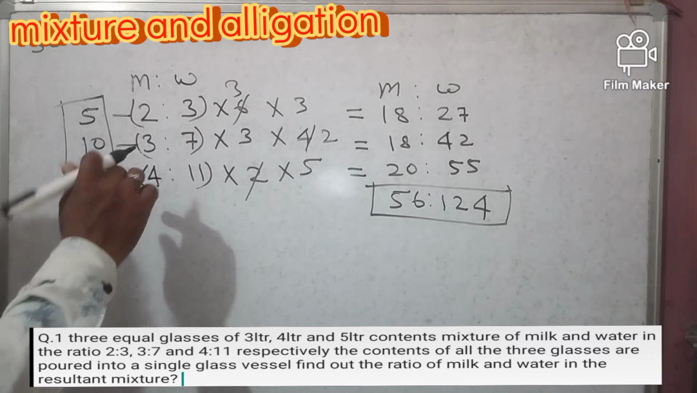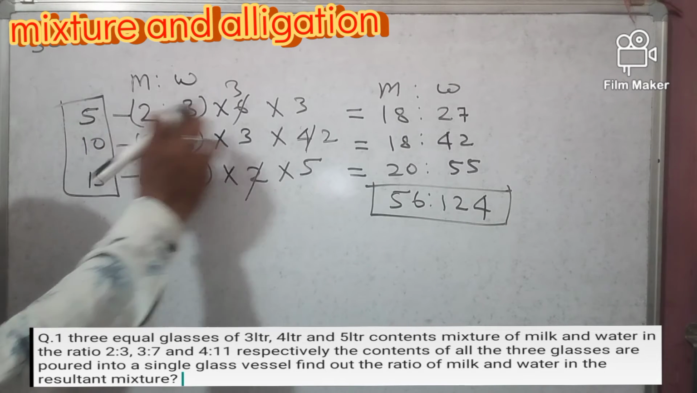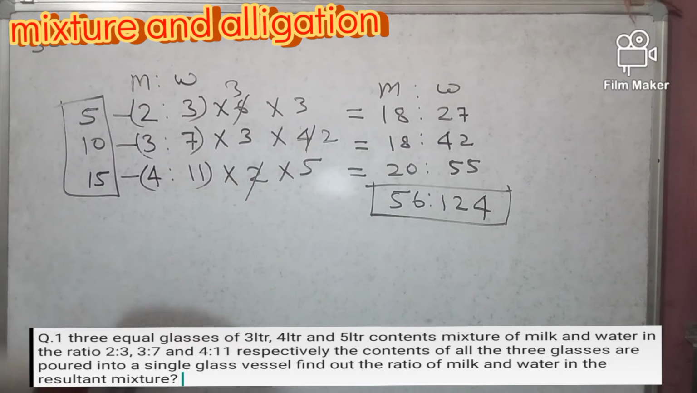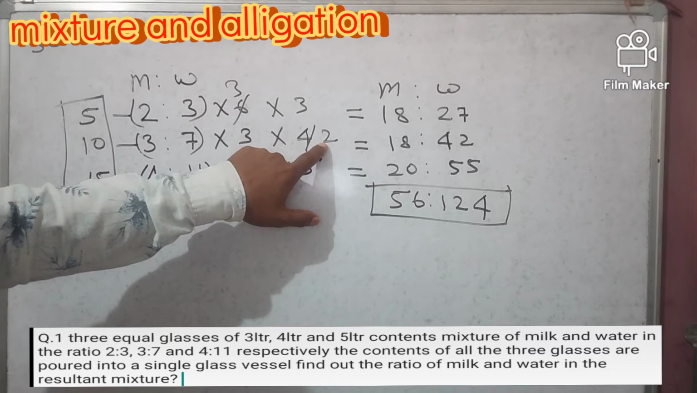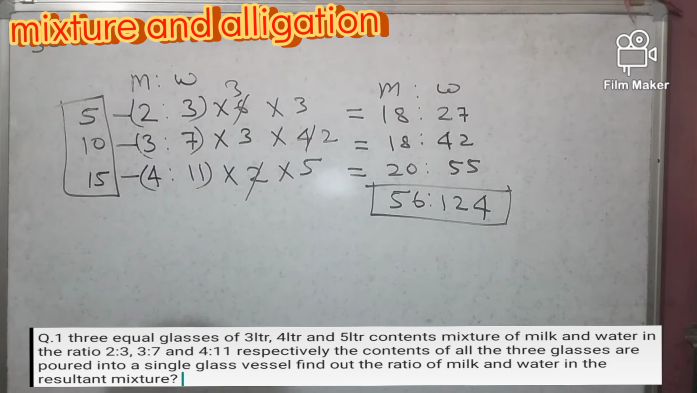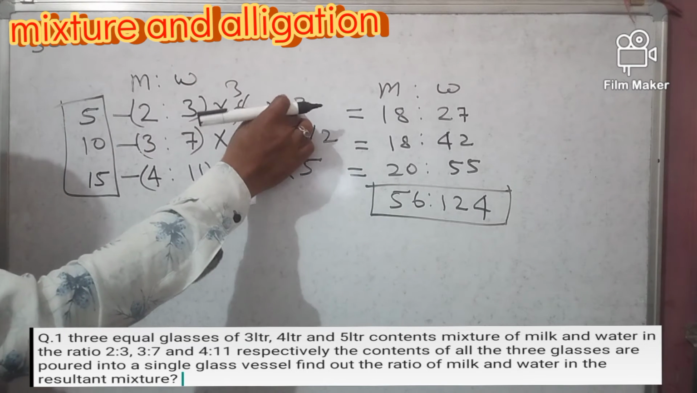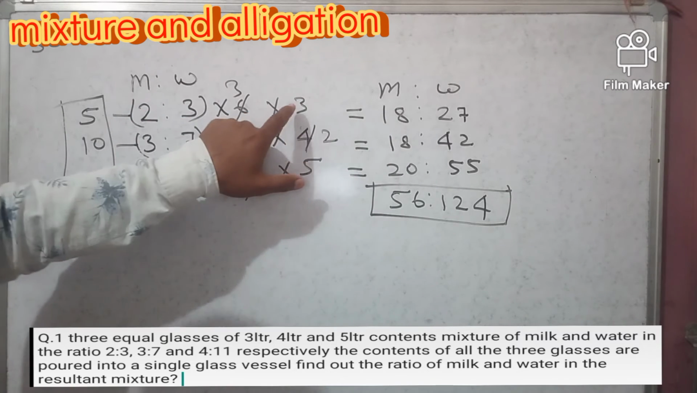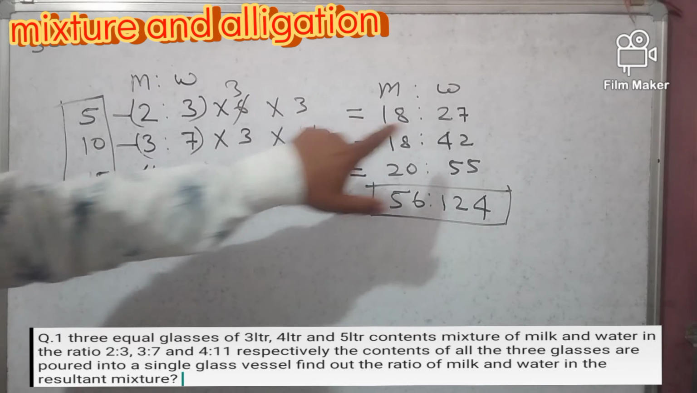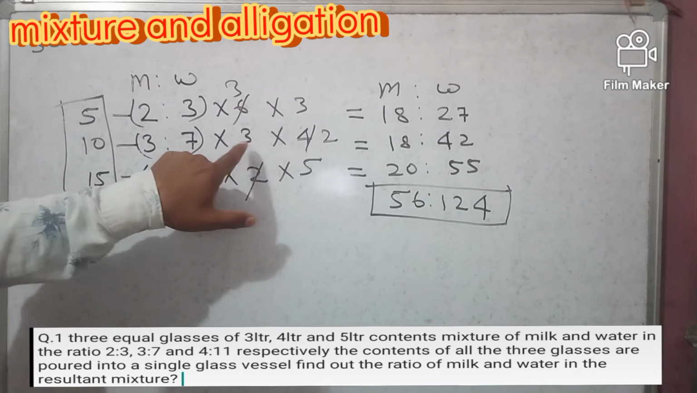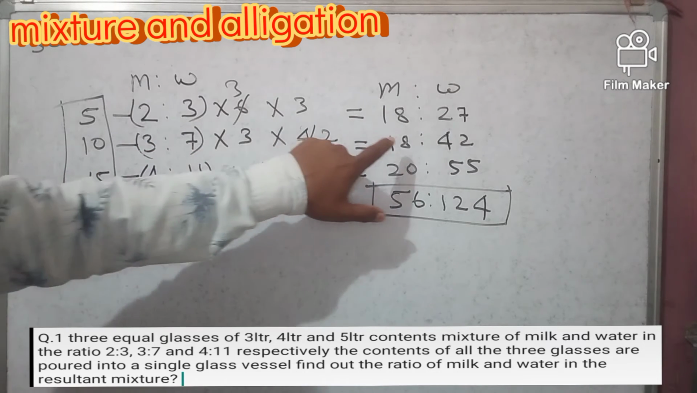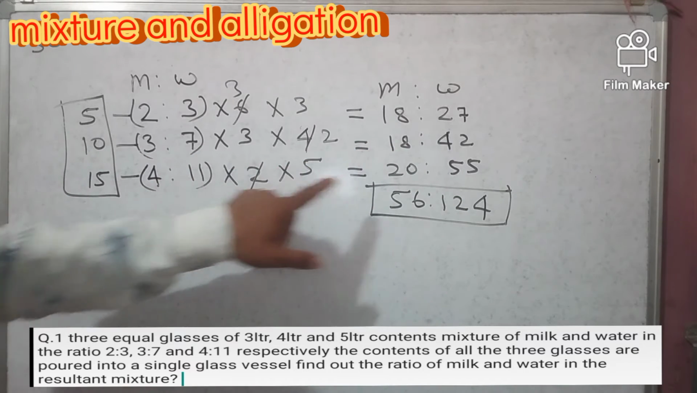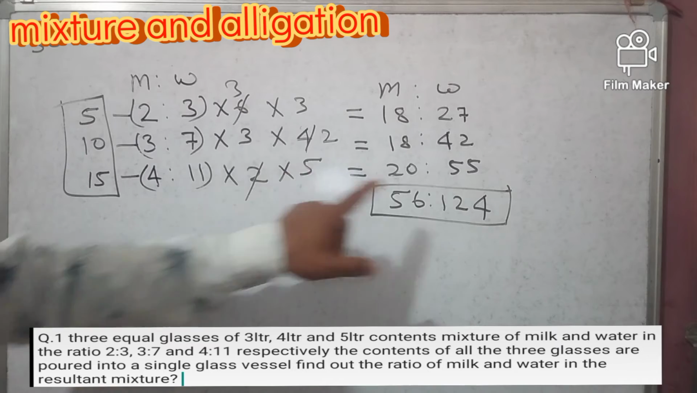And the glass capacity is first 3, second 4 and third 5. Now 2 twos are 4, and 3 twos are 6, right? Now we have 3 into 3, 9. 3 threes are 9, 9 twos are 18. 3 into 3, 9, 9 threes are 27. Now 2 into 3, 6, 6 threes are 18. 6 sevens are 42. Similarly, 5 fours are 20 and 5 elevens are 55.